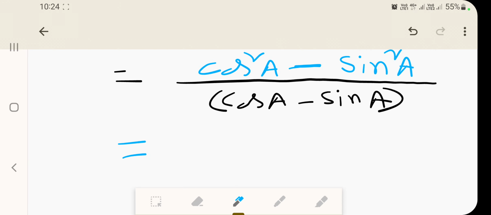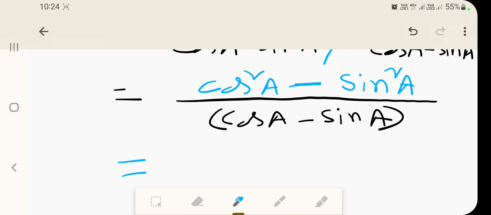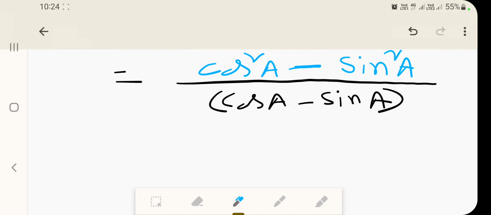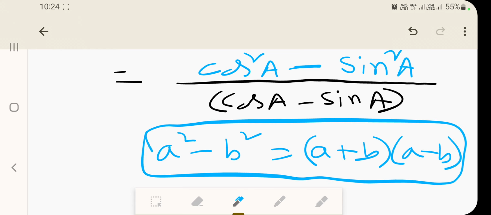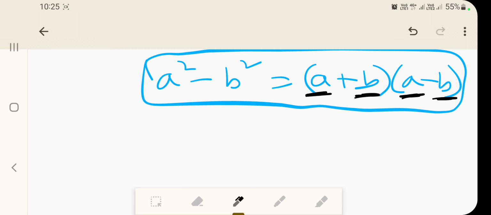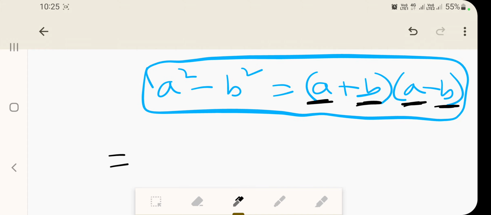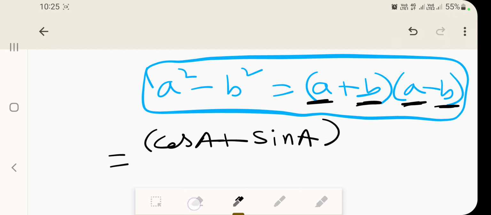Now if you observe carefully, in the numerator we have cos square A minus sin square A, which we can write using the formula A square minus B square is equal to A plus B into A minus B. Here A is cos A and B is sin A. So A square is cos square A and B square is sin square A. So A plus B is cos A plus sin A, and A minus B is cos A minus sin A.